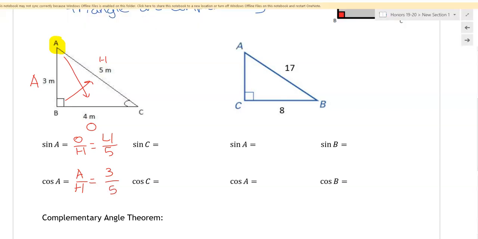Now, if I look at sine of C, I have to look at this angle, meaning I still have my hypotenuse, but my opposite side changes, and so my adjacent side changes. So you have to be very careful. Now my sine of C is O over H, which is 3 over 5. And my cosine of C is A over H, which is now 4 over 5.